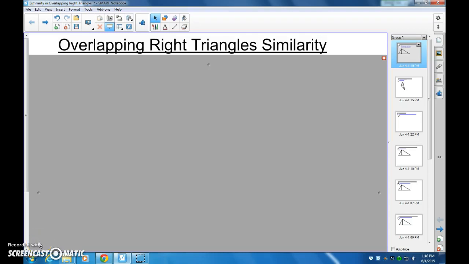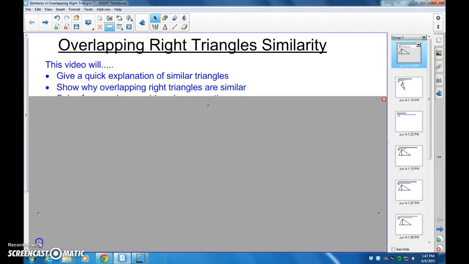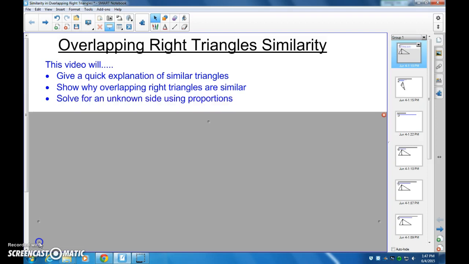Today we'll be looking at overlapping right triangles similarity. There's three parts to this video. I will give a quick explanation of what similar triangles are. I will show you why the overlapping right triangles problem has three similar triangles. And I'll actually show you how to solve for an unknown side using proportions.